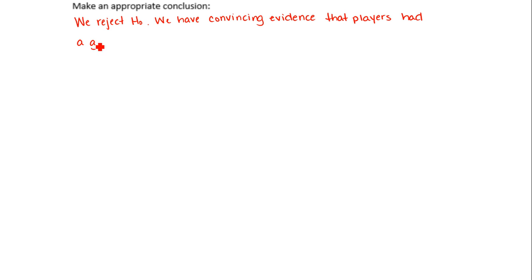So our conclusion would be we reject H0. We have convincing evidence that players had a greater ability to hit triples in 1979 than 2004.